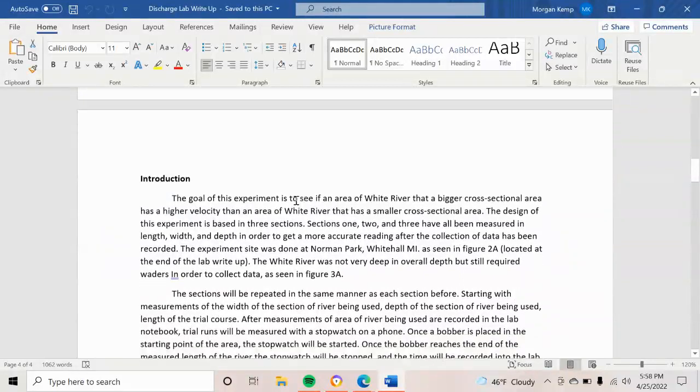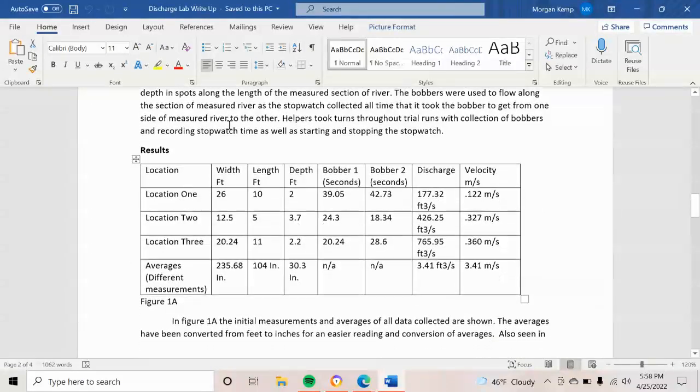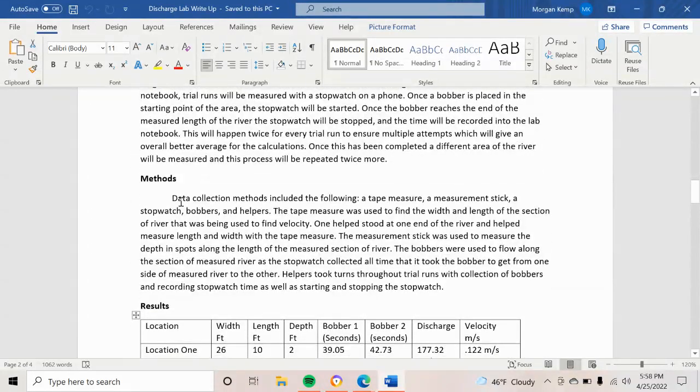Now, the goal of my experiment was to see if an area of White River that had a bigger cross-sectional area would have a higher velocity than the areas that had a smaller cross-sectional area, just to see if the velocity of the water was flowing faster or slower. So in my methods of how I did this, data collection methods included the following.